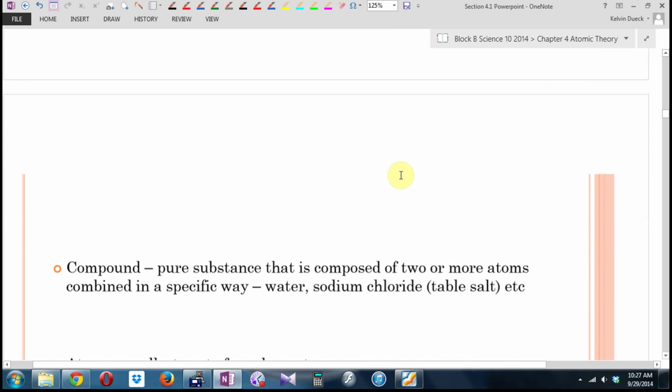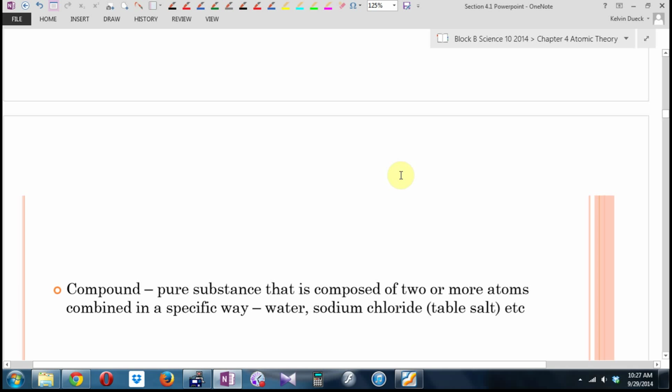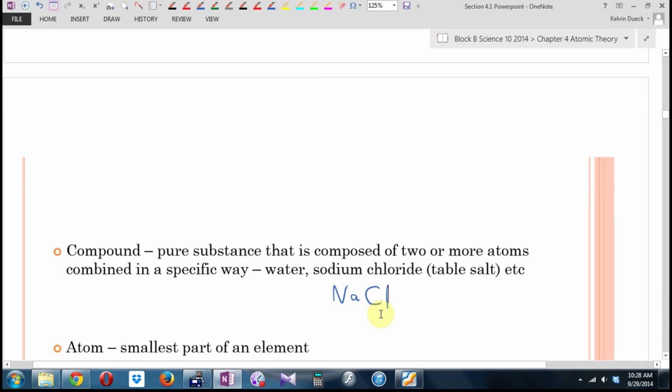Compound. A compound is a pure substance that's composed of 2 or more atoms combined in a specific way. Water, H2O. Sodium chloride. Sodium chloride is NaCl. Oh, that a shouldn't be capitalized. Hole punch it. Etc. Atom is the smallest part of an element. Right?